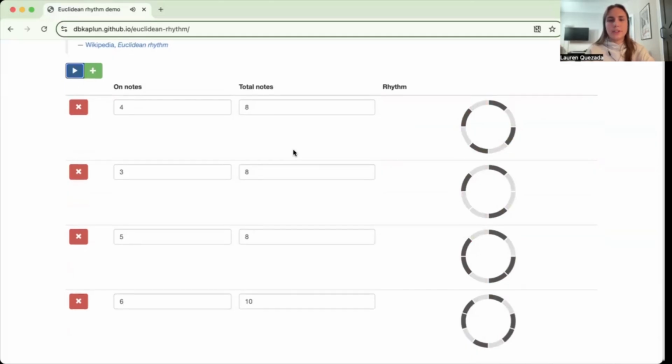That just shows how Euclidean rhythms work, and how when you layer Euclidean rhythms of different lengths on top of each other, we see that polyrhythms are generated from that.